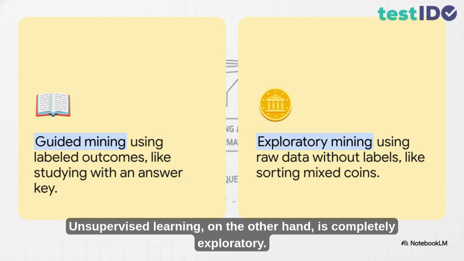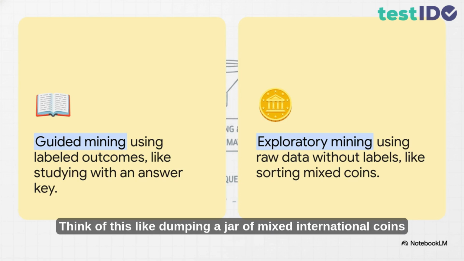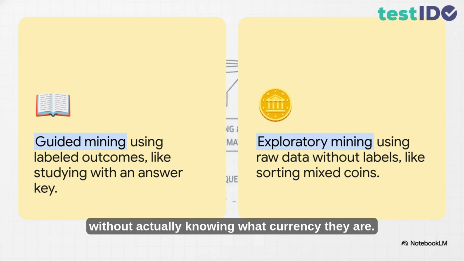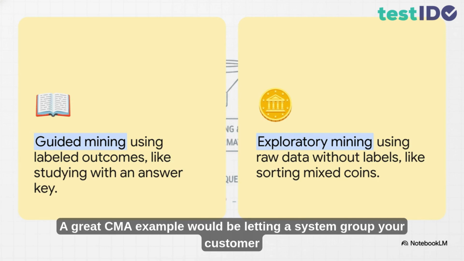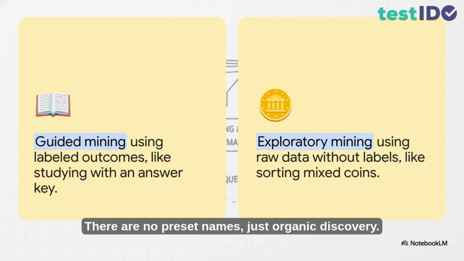Unsupervised learning, on the other hand, is completely exploratory. You give the algorithm raw data without any pre-existing labels. Think of this like dumping a jar of mixed international coins on a table and sorting them purely by their shapes and sizes without actually knowing what currency they are. A great CMA example would be letting a system group your customer base into distinct demographic clusters just to see, naturally, who is buying similar products. There are no preset names, just organic discovery.